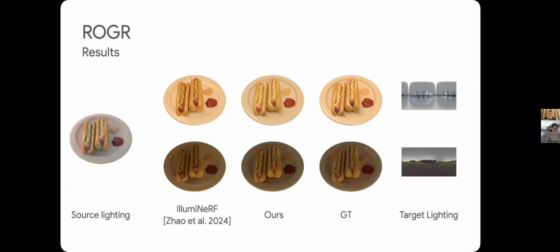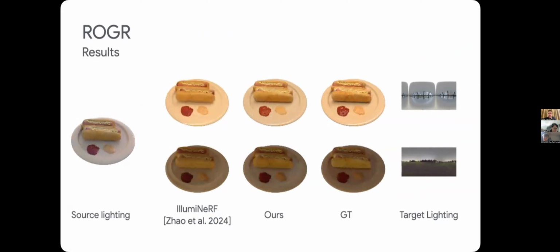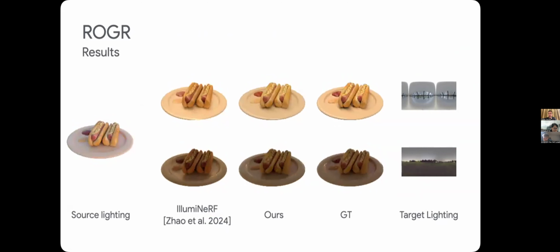Once we train this NeRF, we can condition it on any target lighting to relight the 3D model. On this slide, we show different target lightings for a given source lighting. We can see that our model faithfully recovers specular highlights, while competitor methods struggle to do so.